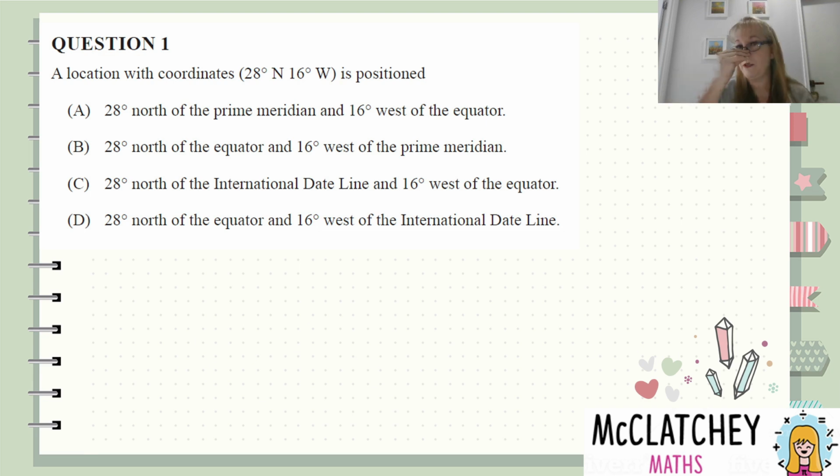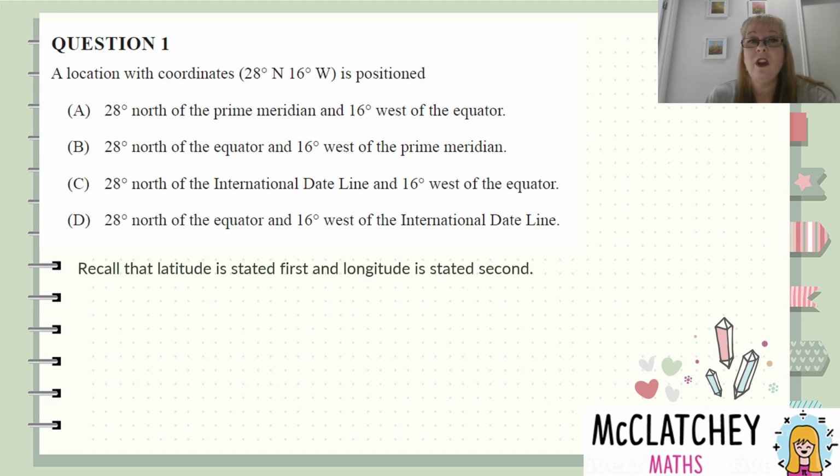Okay, we've got a question here. I know a lot of my students find these kinds of questions a little bit daunting with Earth geometry, but let's work through it together. Question 1: a location with coordinates of 28 degrees north, 16 degrees west is positioned, and now we've got some information here about the prime meridian and the equator and the international dateline. Now, this is where it's important to have a bit of understanding about geography, have a bit of a mental picture of what the world looks like. If you don't know, get a map and look at it and review that as you're preparing for your exams.